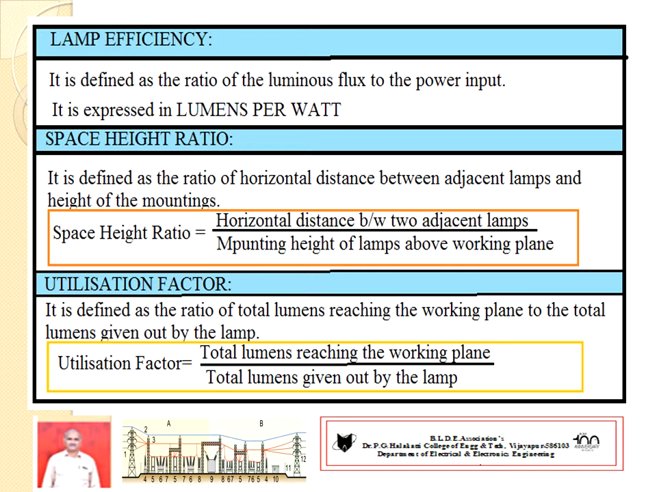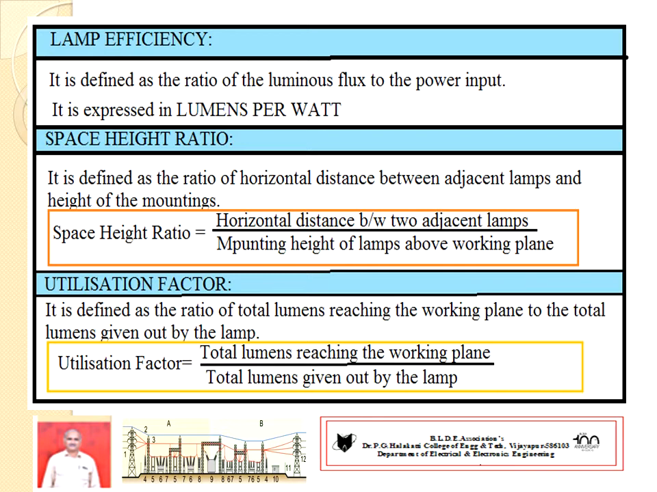Number 2, space height ratio. It is defined as the ratio of horizontal distance between adjacent lamps to the height of mounting. That means it is the horizontal distance between adjacent lamps, neighboring lamps, to the vertical space of lamps above the working plane. This is called space, distance between two lights, then vertical height. The name itself gives space height ratio. Okay.